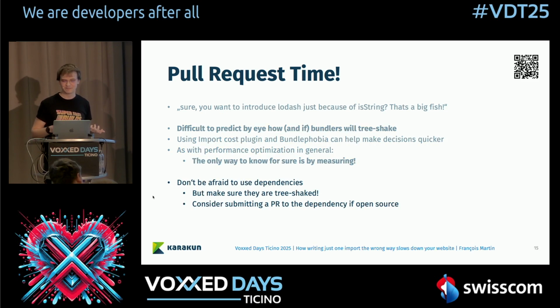And my message is kind of, don't be afraid to use dependencies, but if you use dependencies, then make sure that they can be tree shaken. And also consider submitting a pull request to the dependency if it is open source, if it is not tree shakeable, for example. Maybe they're happy for you to add it.